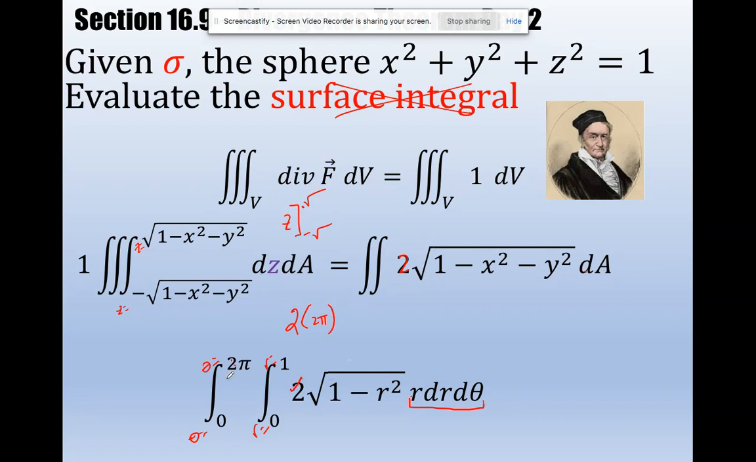So I've taken care of this. I've taken care of this. Now I have to integrate 1 minus r squared times r dr. So u is going to be 1 minus r squared. du is going to be negative 2r dr, which means negative 1/2 du is equal to r dr. So now I'm going to have a negative 1/2 times, I'm going to integrate u to the 1/2.